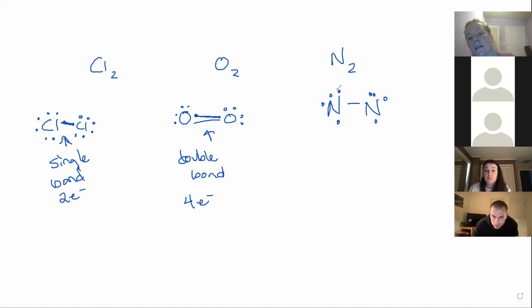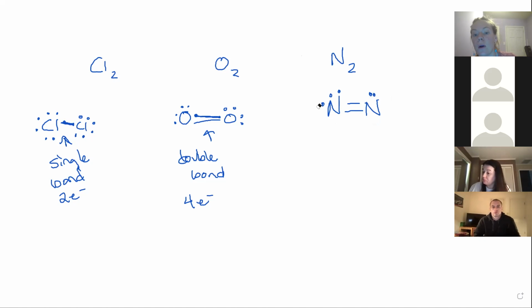This nitrogen over here has access to 2, 3, 4, 5, 6. Okay, getting closer, but not at an octet. So they're going to share another set of electrons. I'm going to erase these guys and I'm going to stick them in the middle. Now this nitrogen has access to 1, 2, 3, 4, 5, 6, 7 electrons. All right, we're almost there. What are we going to do? I'm going to share another pair.